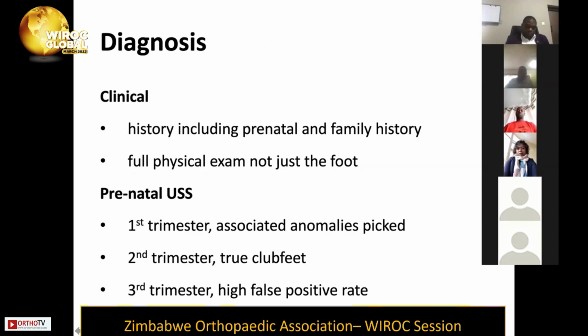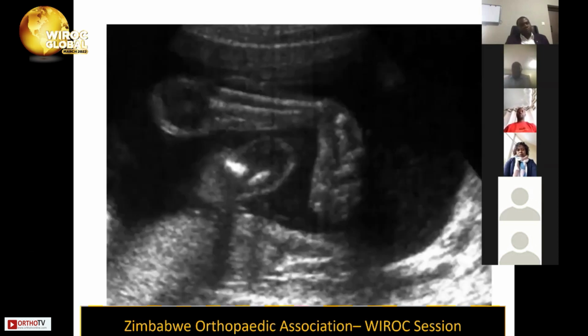The role of prenatal ultrasound is depicted in the slide there. During the first trimester, you can pick up associated anomalies, because some clubfoot is associated with other syndromes. In the second trimester, that's when you can pick up the true clubfoot. In the third trimester, there's a high false positive rate because of intrauterine crowding. That ultrasound is just to show a clubfoot in utero, as depicted by the arrow there.